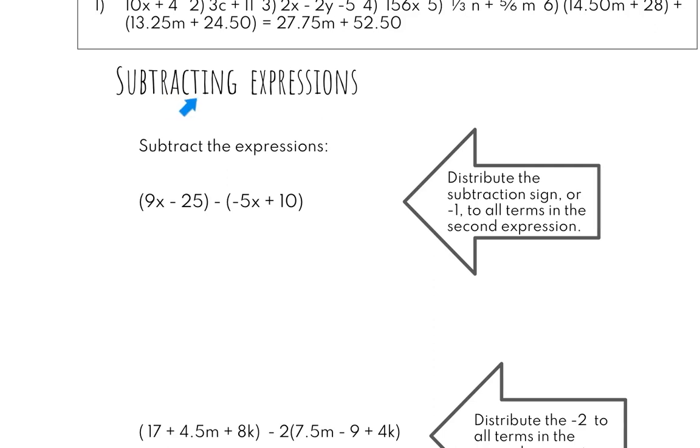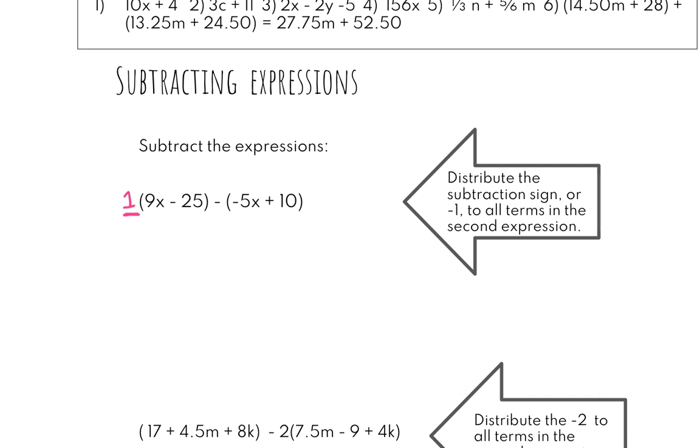In this lesson, we're going to talk about subtracting expressions. This is really a combination of combining like terms and distributing to get your final product. The very first thing that we're going to do is get rid of these parentheses. And to do that, we need to think about what the coefficient is in front of these parentheses.